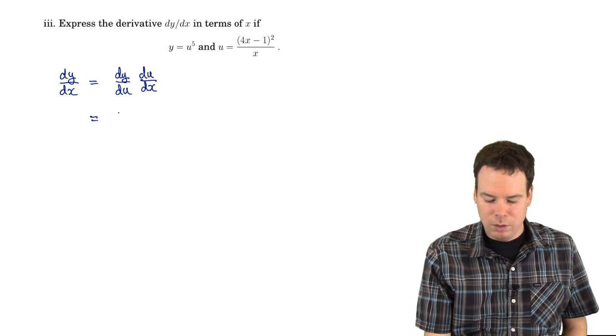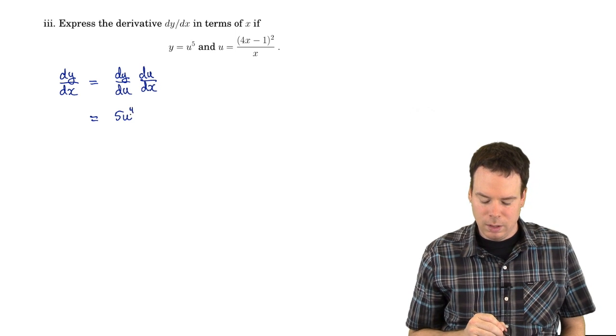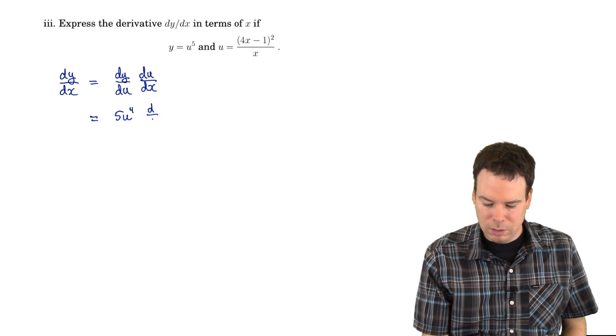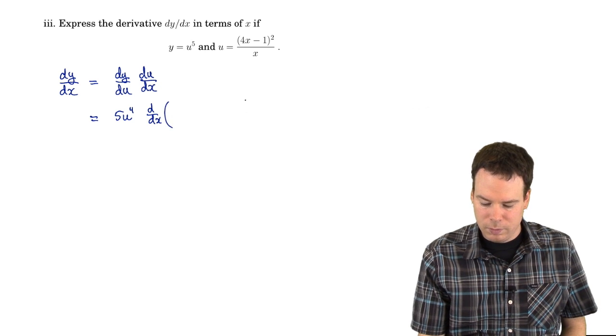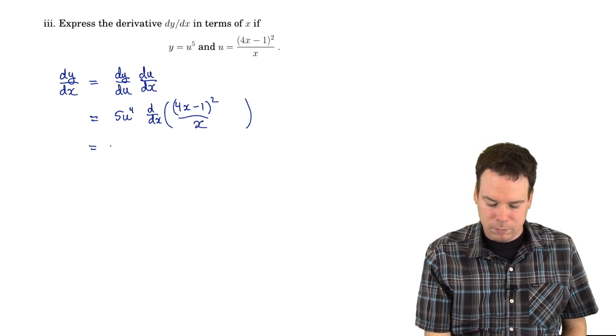What's dy by du? Well, that's going to be 5u to the 4th. And then we need to multiply by du by dx. So that's going to be the derivative of (4x minus 1) all squared all over x. Now that's going to involve the quotient rule. So this is 5u to the 4th.